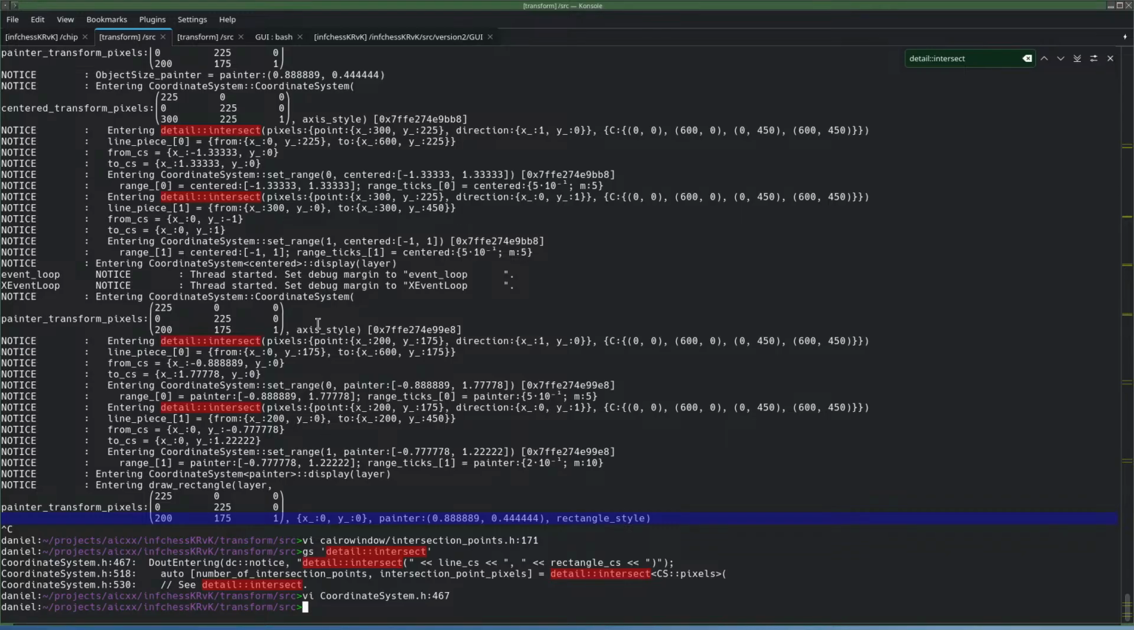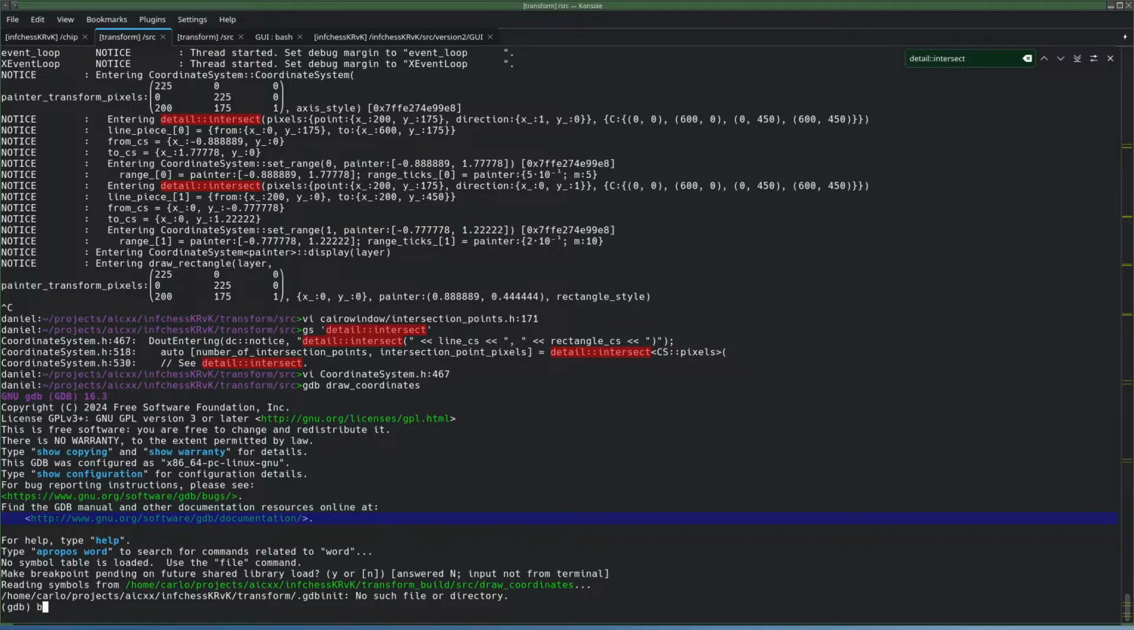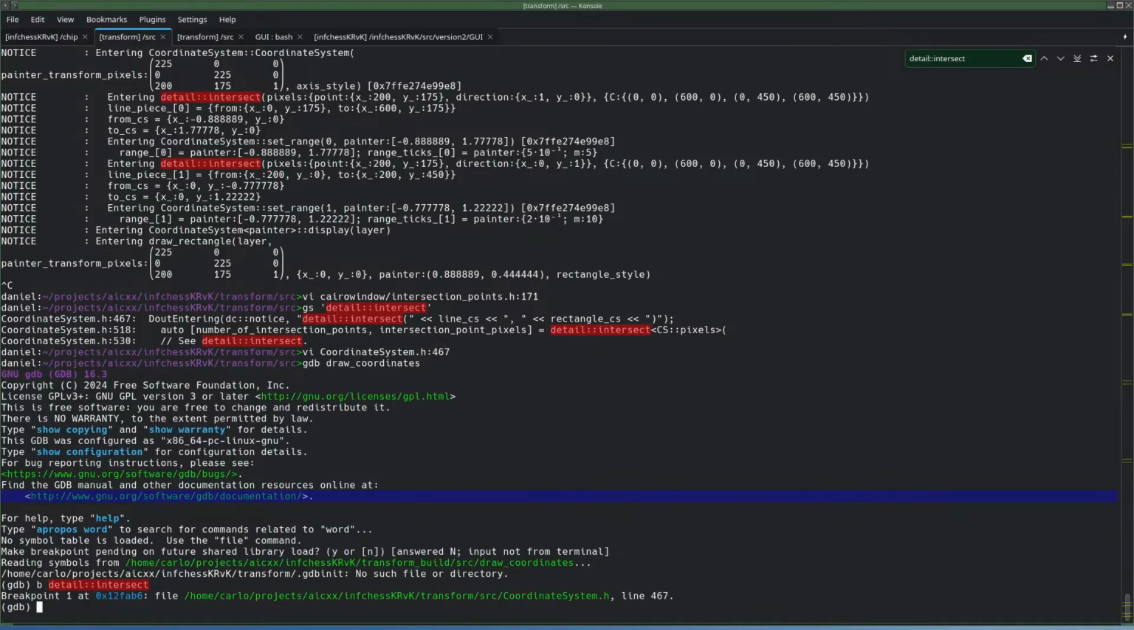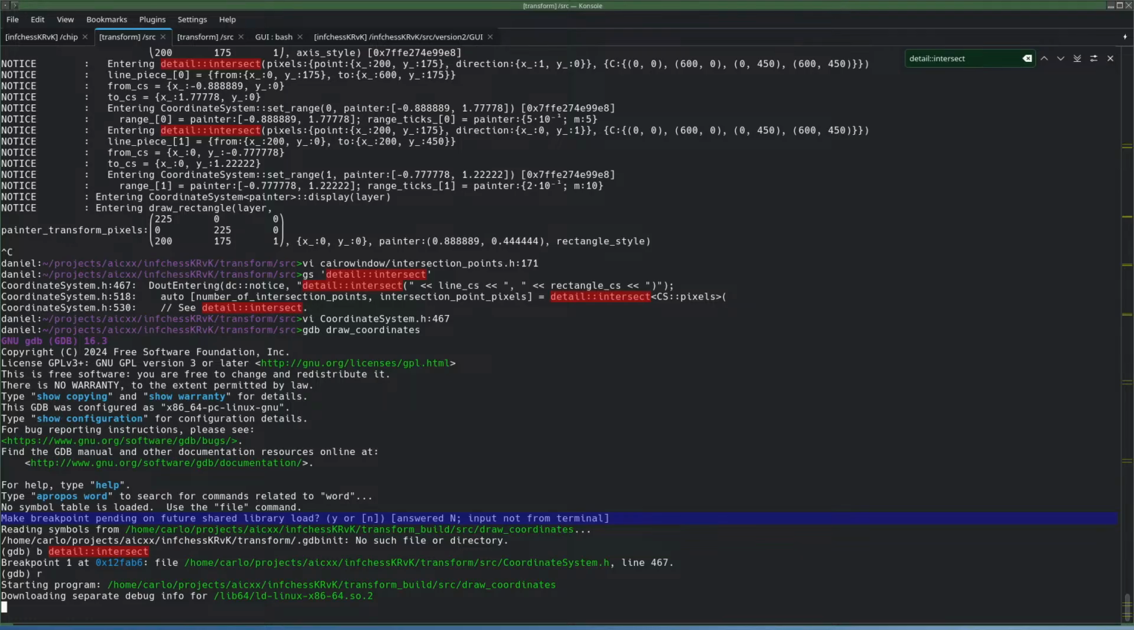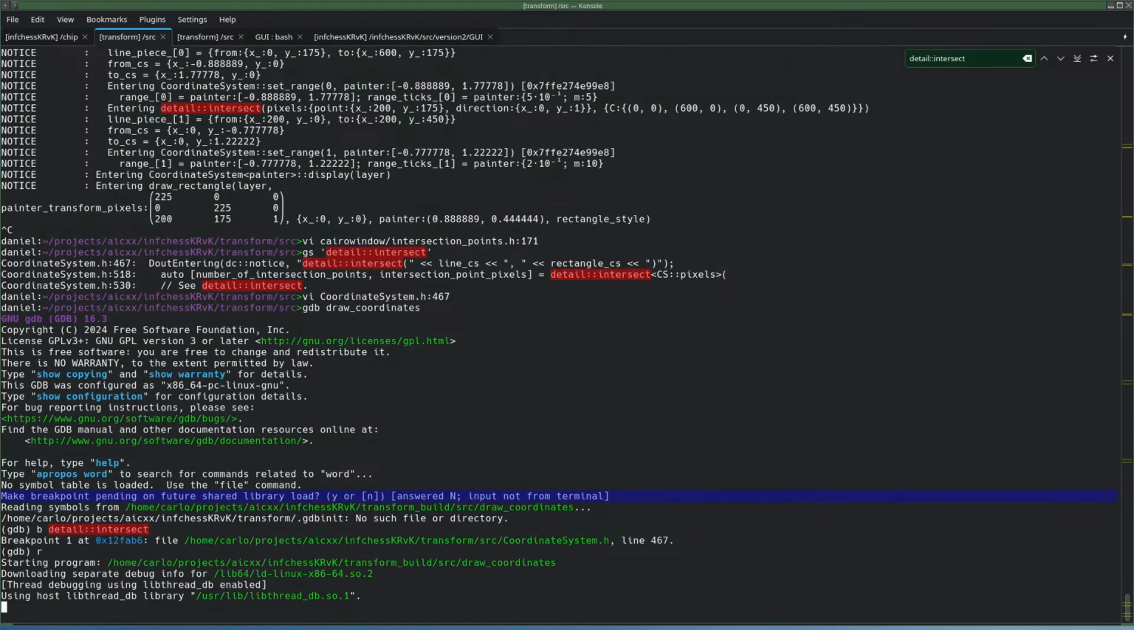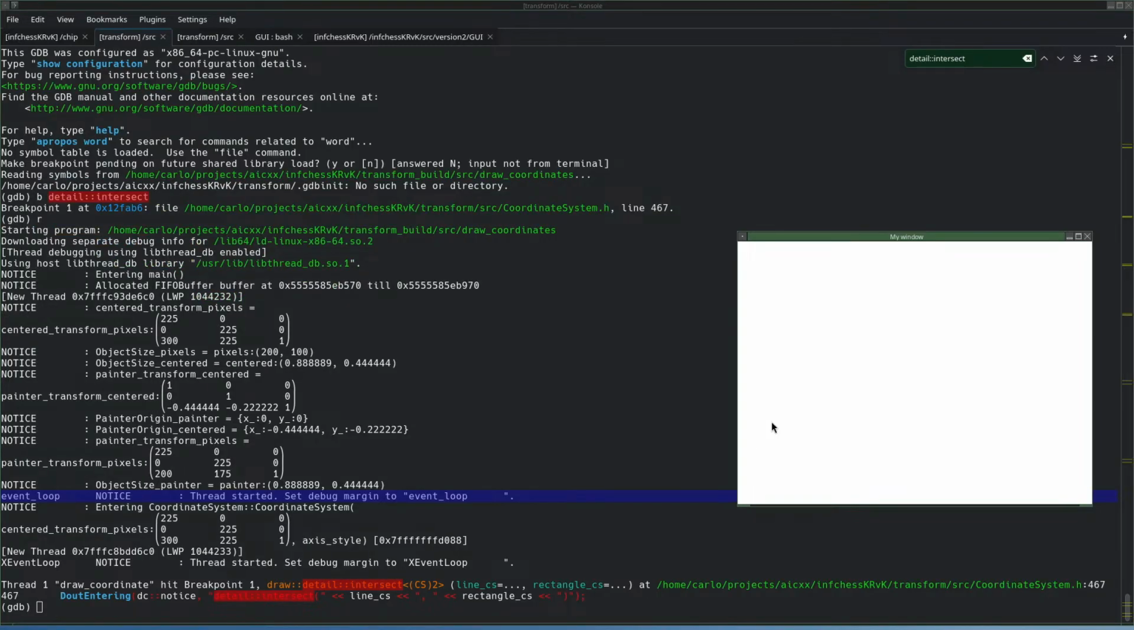Okay, so let's just debug this call here. Break. Detail intersects. Run. I think you can use the very first one. Next.